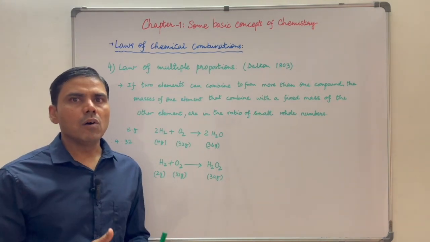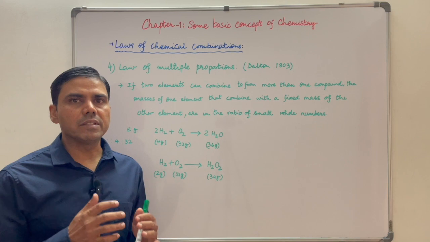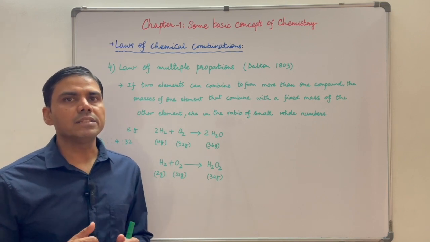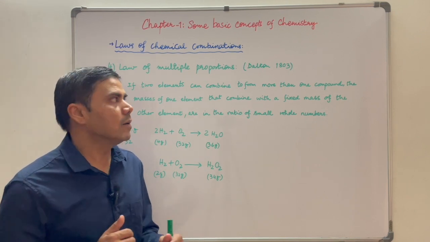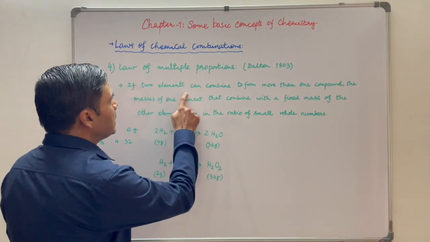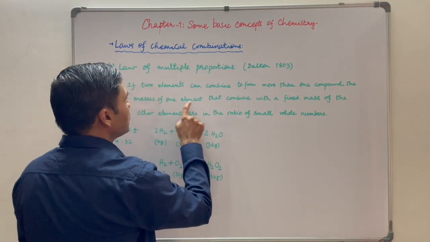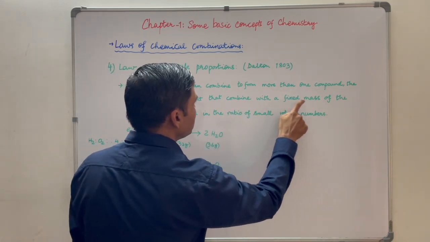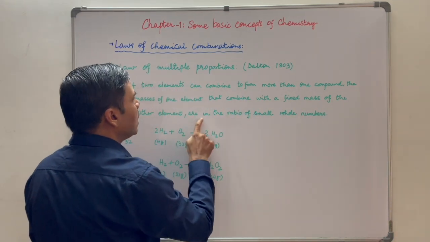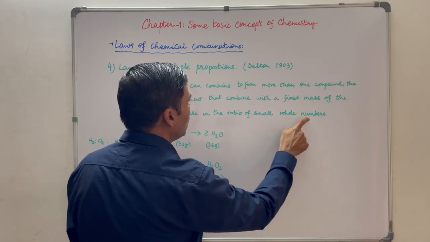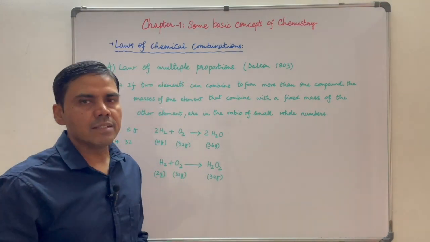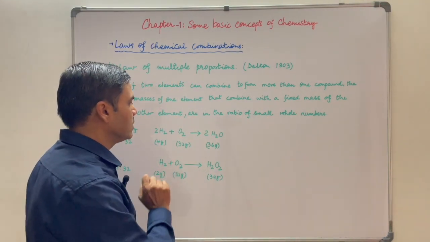Fourth one is the law of multiple proportions. It was given by Dalton in 1803. So let us understand this law. If two elements can combine to form more than one compound, the masses of one element that combine with a fixed mass of the other element are in the ratio of small whole numbers. So we will understand this more clearly with the help of this example.